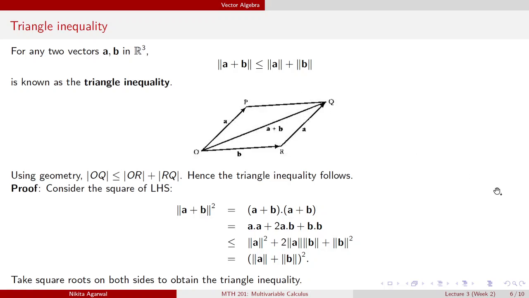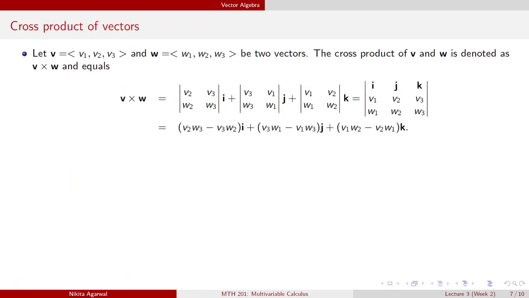Okay. So now finally let us move to the cross product of vectors. So let V and W be two vectors. The cross product of V and W is denoted as V cross W and it equals this. I want you to focus on this part first.